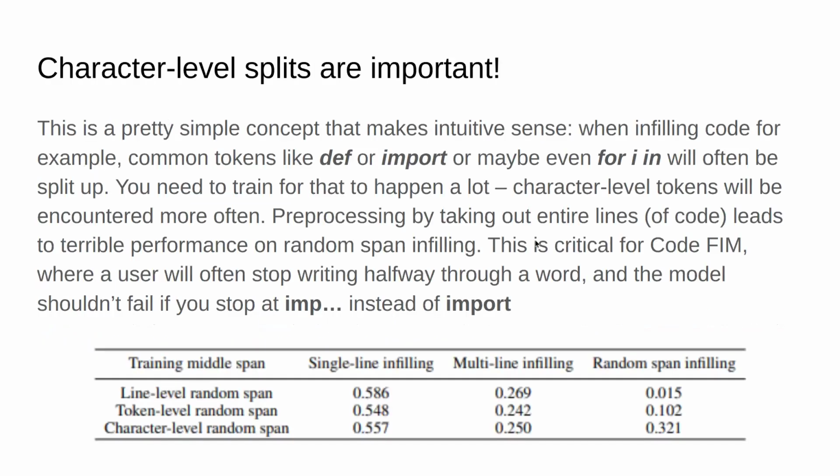Another point they make is that character level splits are really important. I think this is pretty intuitive once you think about it. If you're infilling code, for example, there's going to be a lot of tokens like def or import or maybe for i in. And if you're writing Microsoft Copilot, then people are going to get halfway through an import statement and then be like, wait, what am I importing? And so you need to train to make sure that that happens a lot. So you need to split up a lot of your really common tokens, especially in code where people end up writing the same exact word many times.